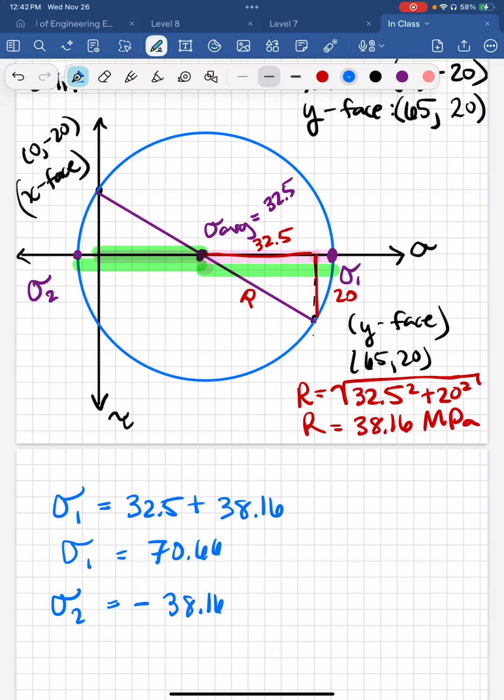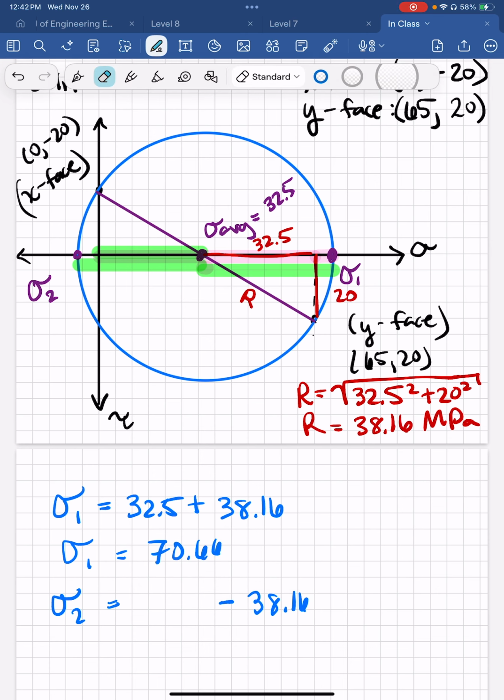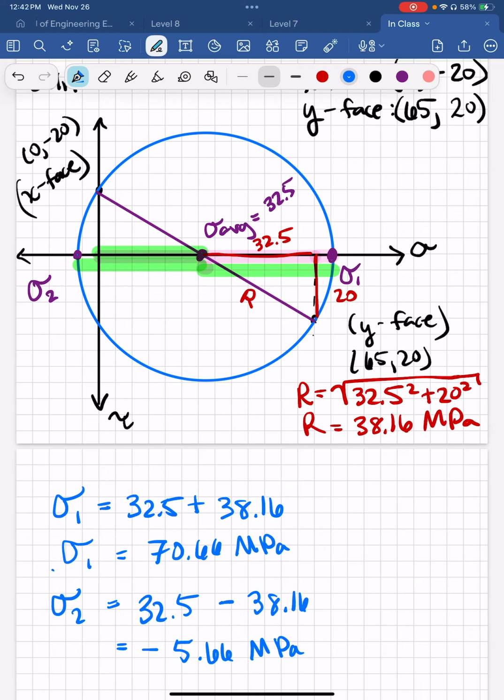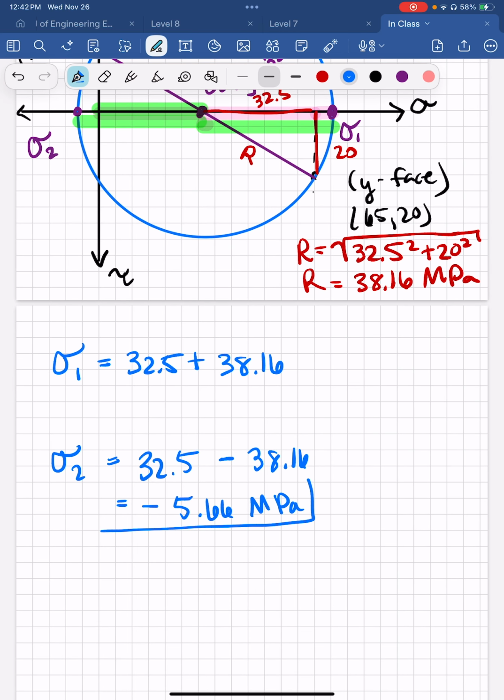It's going to be that 32.5 minus the 38.16. So that's going to give us negative 5.66. That's megapascals. So we have stress one, we have stress two.